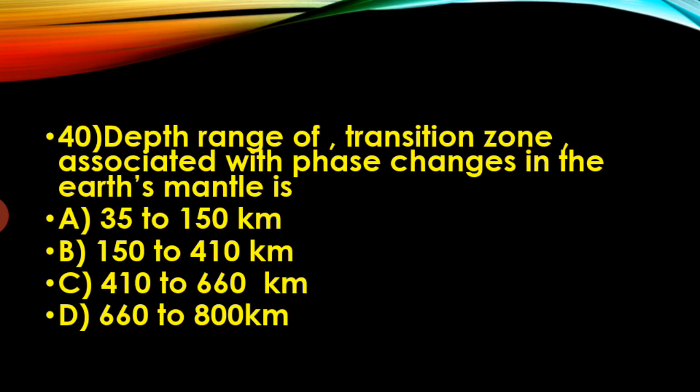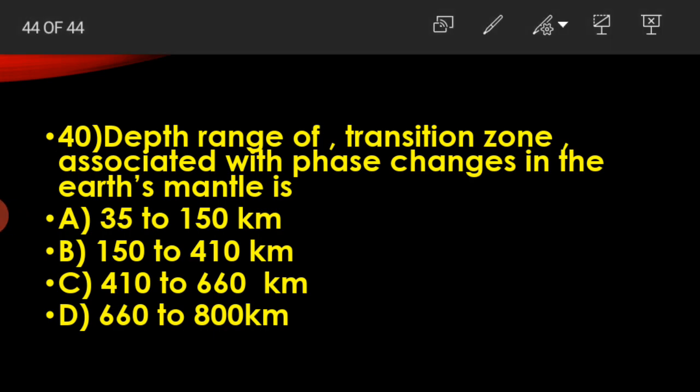Okay. Last question. The depth range of the transition zone associated with phase changes in the Earth's mantle is: option A 35 to 150 kilometers, option B 150 to 410 kilometers, option C 410 to 660 kilometers, option D 60 to 800 kilometers. The correct answer is 410 to 660 kilometers, the depth range of the transition zone associated with the phase changes in the Earth's mantle.